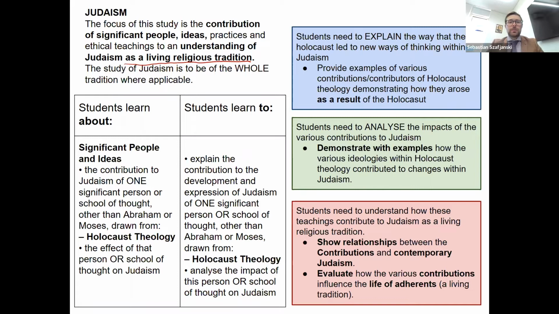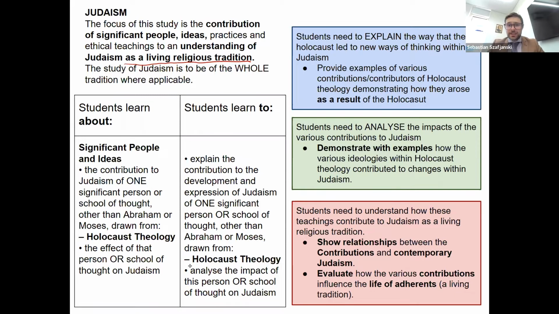And after we've learned about those contributions, we need to explain them. So that explain language, as you can see up there, is cause and effect, providing our examples of various contributions or contributors of Holocaust theology, demonstrating how they arose as a result of the Holocaust. We need to then analyze the impacts of various contributions to Judaism of Holocaust theology. So demonstrate with examples how the various ideologies of Holocaust theology contributed to changes within Judaism. So how did those ideas then sprout into something more?